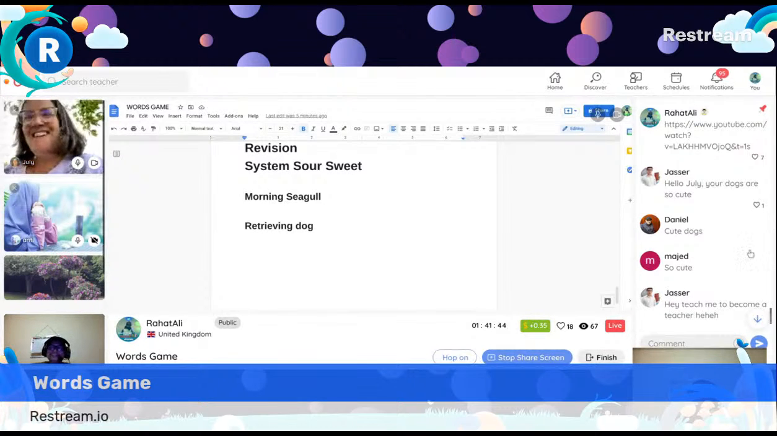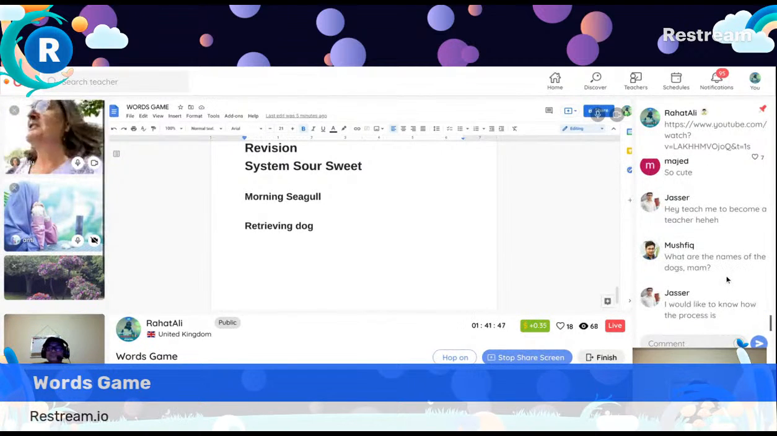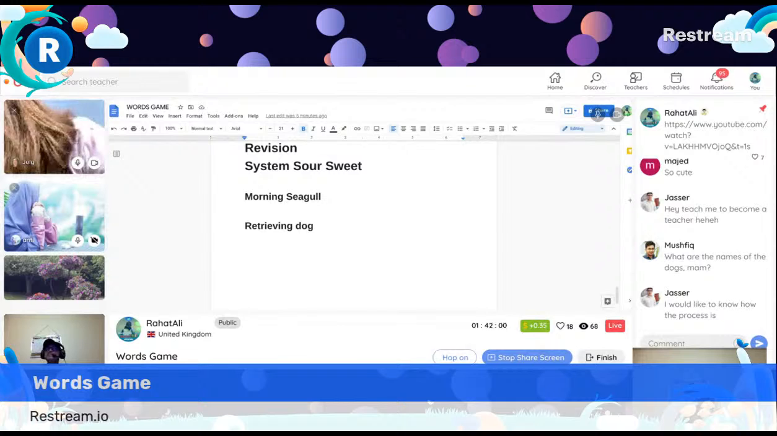Well, I wanted to see what your word game was, so continue on. Okay, Auntie and Benny, retrieving dog. Those are the two words from teacher Julie. But you have to understand the meaning. If you don't understand, you can ask teacher Julie. She can explain to you what a retrieving dog is.